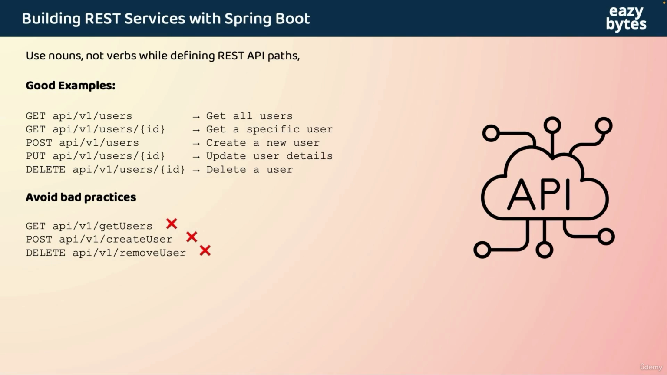So who is the noun here? Users is a noun. That's why inside the API path, please make sure you are using the path like users, but not get users, create user, remove user. These are the verbs which should not be used. Instead, we should always use nouns as I highlighted here.